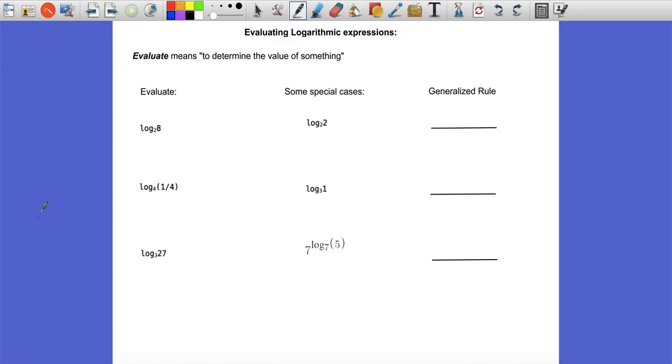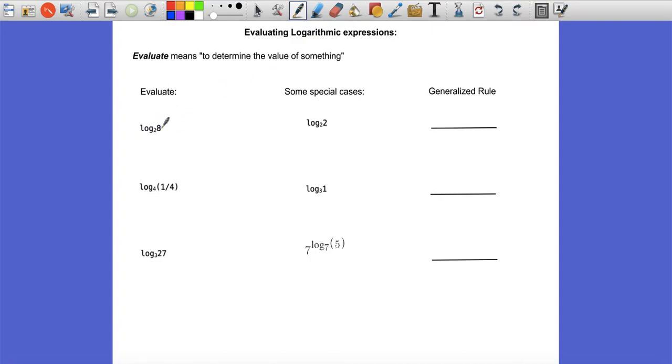All right, evaluation of logarithmic expressions. What does it mean to evaluate something? Well, evaluation means to determine the value of something. In the context of logarithms, when I say evaluate log base 2 of 8, I want to know what this is equal to. We're not really that familiar with logarithms, so our brain is not really trained to think of logarithms and just know what they are without converting it to something else.